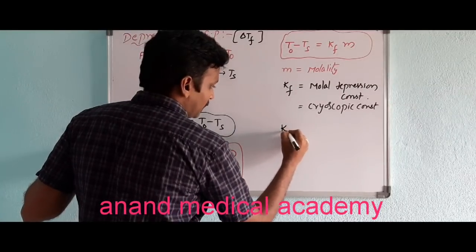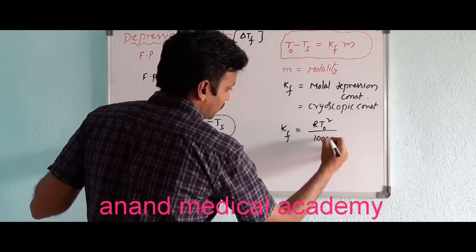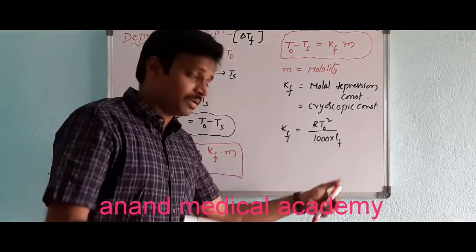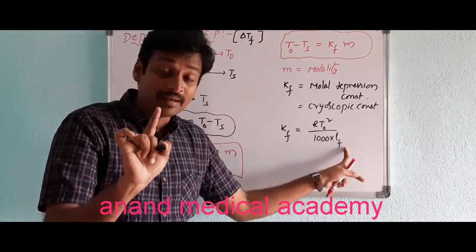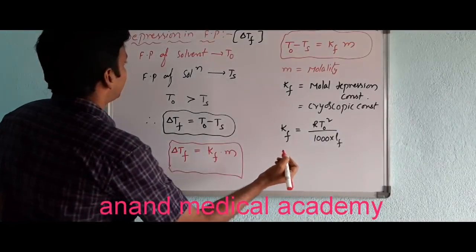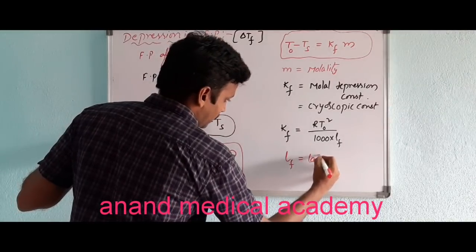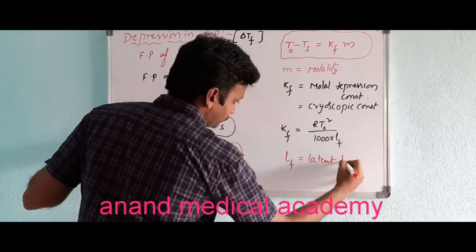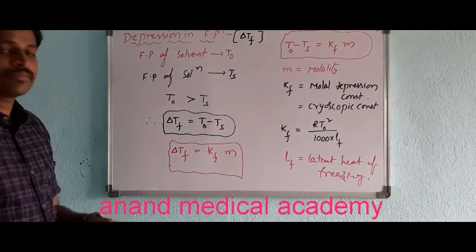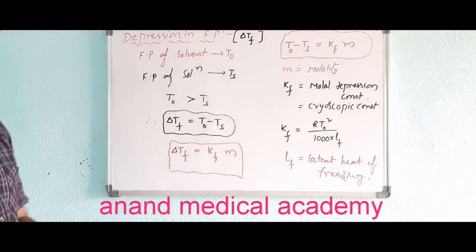And next, in a similar way, Kf is equal to R T0 squared by 1000 into Lf. Very simple. Lv was written for Kb. For Kf I am writing Lf, the latent heat of freezing. Lf means latent heat of freezing. That's it. So we have three colligative properties.